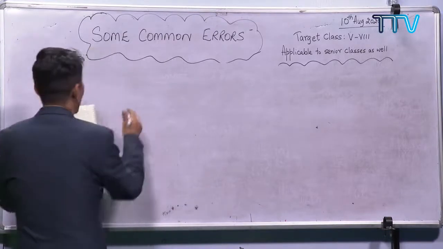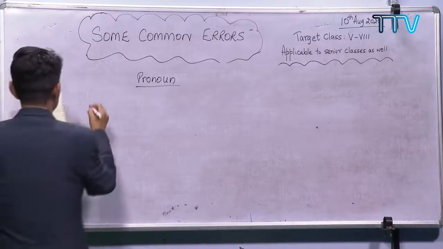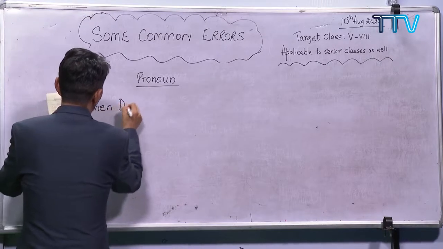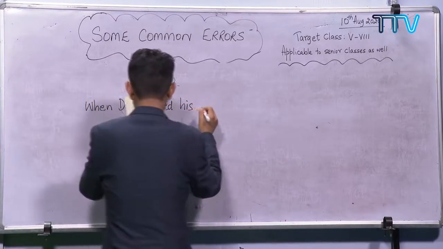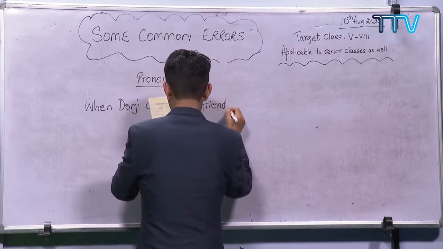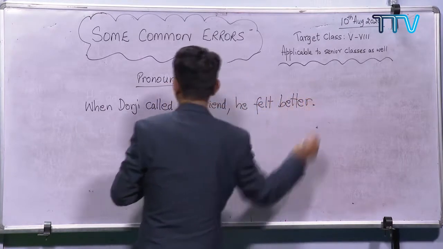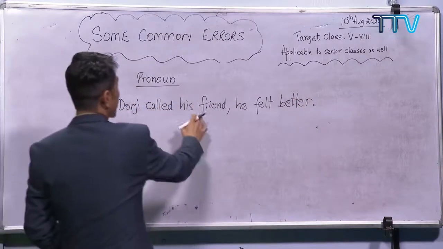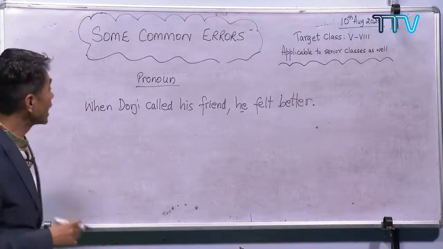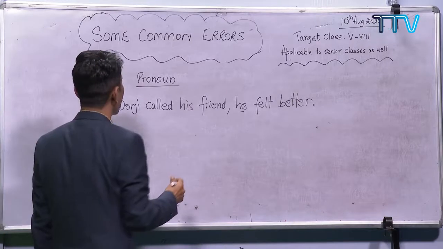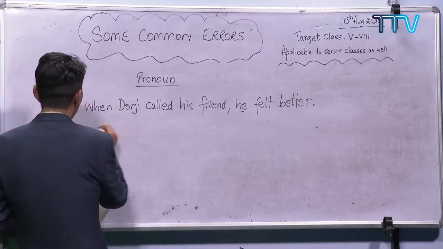Now let us talk about pronouns, just one pronoun. Gedenjula will be talking about some of these things. For example, when Doji called his friend, he felt better. I can easily relate to this. I also make this kind of mistake. When Doji called his friend, he felt better. Now we have this pronoun, he. Where does this he belong? Is it talking about Doji or is it talking about the friend? When Doji called his friend, he felt better.